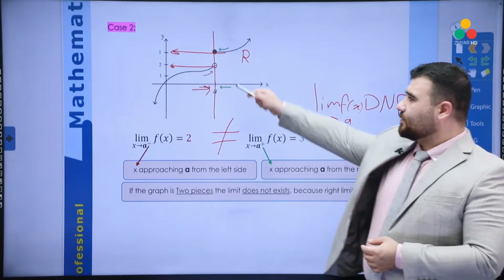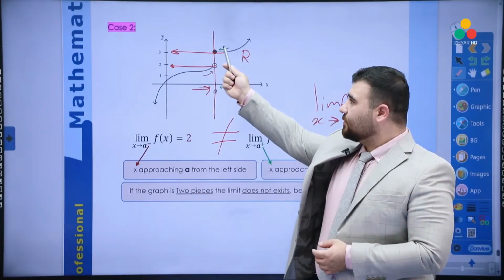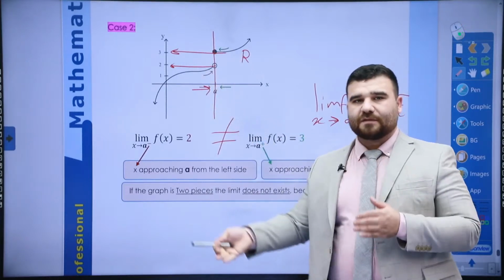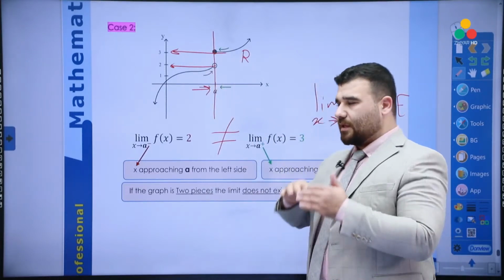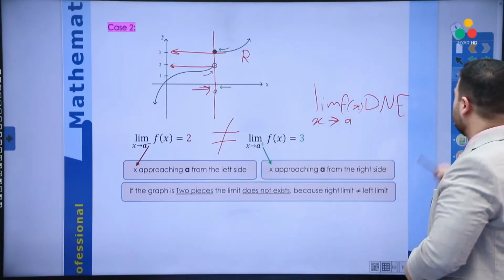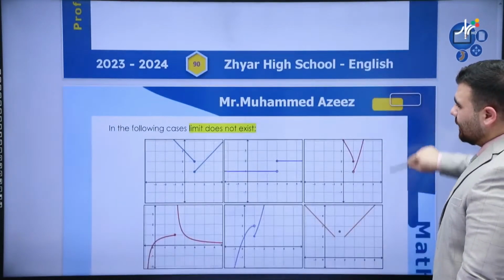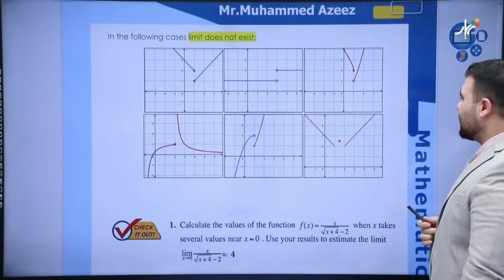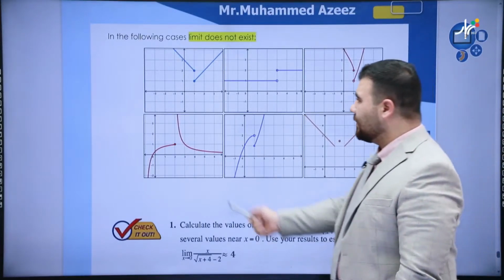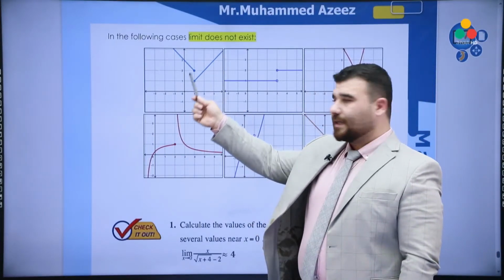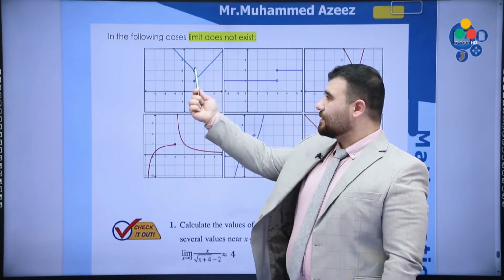Reason? Because the graph is two pieces at A. One piece goes to 3, one piece goes to 2. Left limit, right limit are not equal. Then overall, the limit does not exist. Similarly, we have these examples that limit does not exist. Here, limit of this function at 1 does not exist.